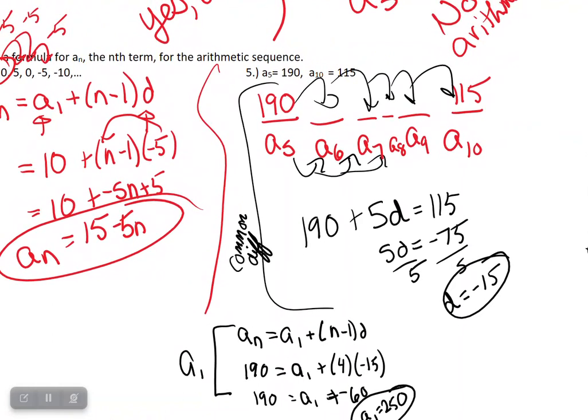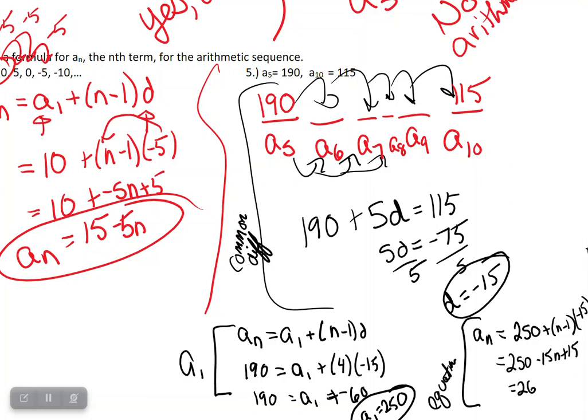Once you have that, you're going to start writing the equation. Again, we go back to that generic equation. To find the nth term, I'm going to take the first term, which we found was 250, and add n minus 1 times the common difference, which is negative 15. I'll distribute the negative 15, so 250 minus 15n plus 15 equals 265 minus 15n. So this will give us our generic equation to find those terms.